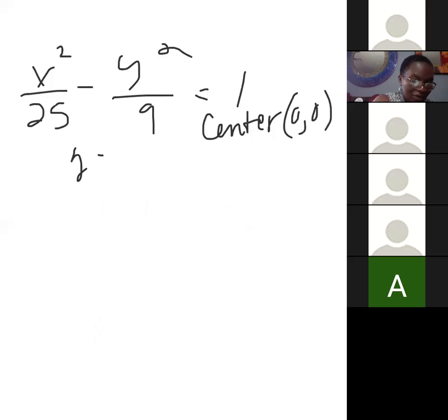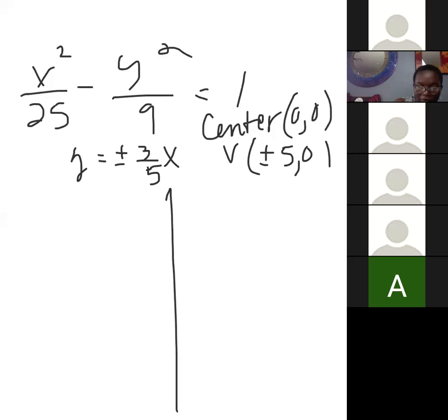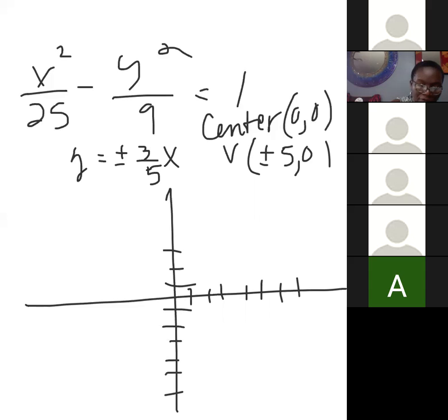Y equals plus or minus 3 over 5 x are the asymptotes. The vertices are plus or minus 5, 0. So guys, here we go. We're going to go to the xy plane, and we're going to plot the asymptotes first, okay? Plot the asymptotes first.